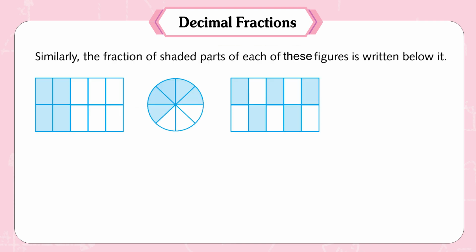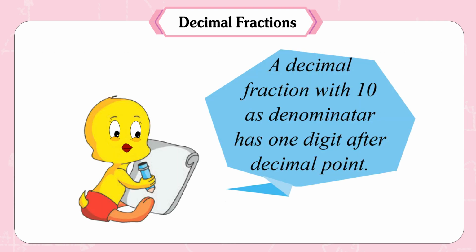Similarly, the fraction of shaded parts of each of these figures is written below it. 4 by 10 is equal to 0.4. 6 by 10 is equal to 0.6. 5 by 10 is equal to 0.5. A decimal fraction with 10 as denominator has one digit after the decimal point.